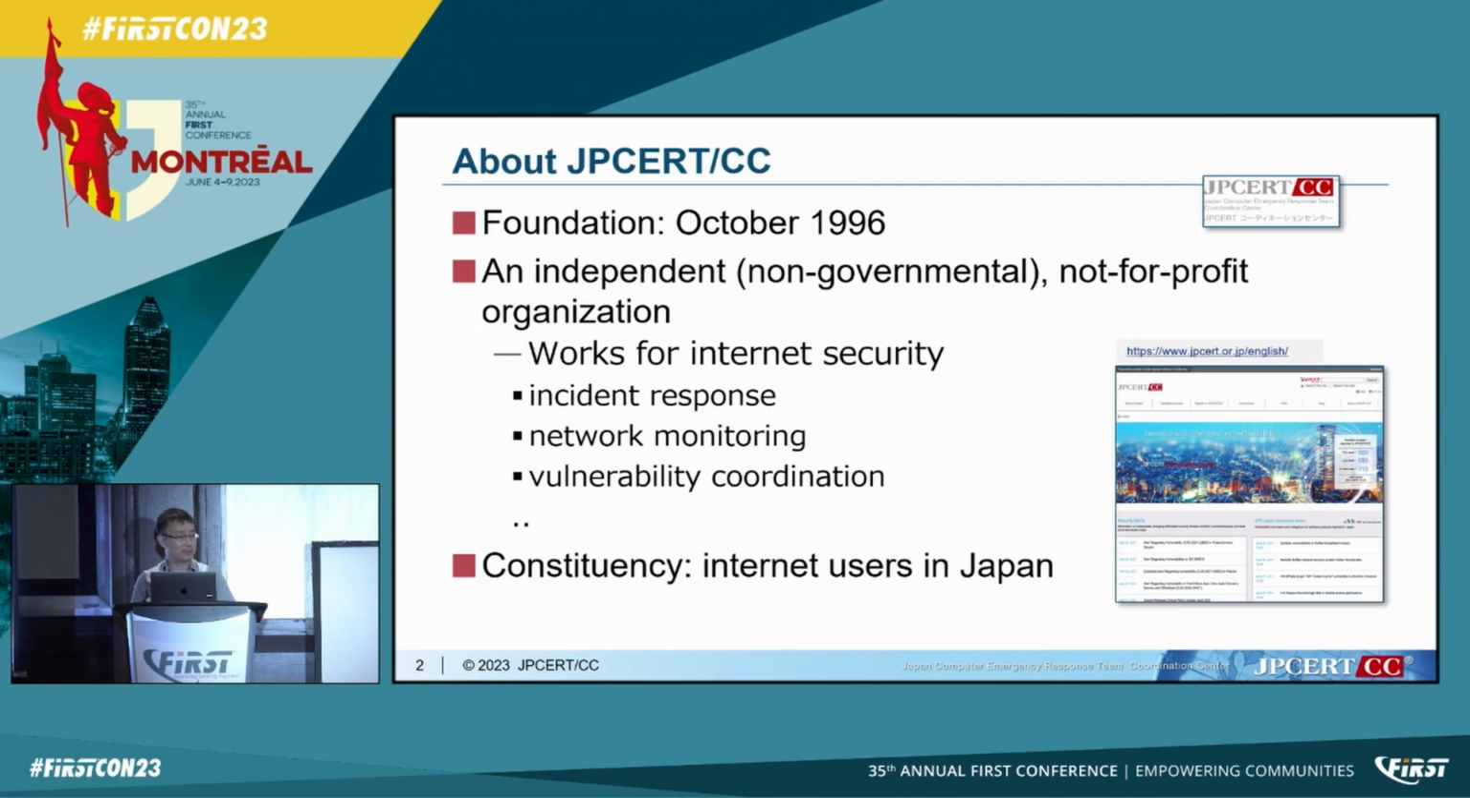And a bit about my organization as well. JPCERT Coordination Center was founded in October 1996. We are independent, meaning non-governmental. We are funded by the government, but we are not government. We're a neutral, not-for-profit organization. We do a bunch of security work, for example, incident response, network monitoring, and vulnerability coordination, and vulnerability coordination is the main topic of this presentation today.